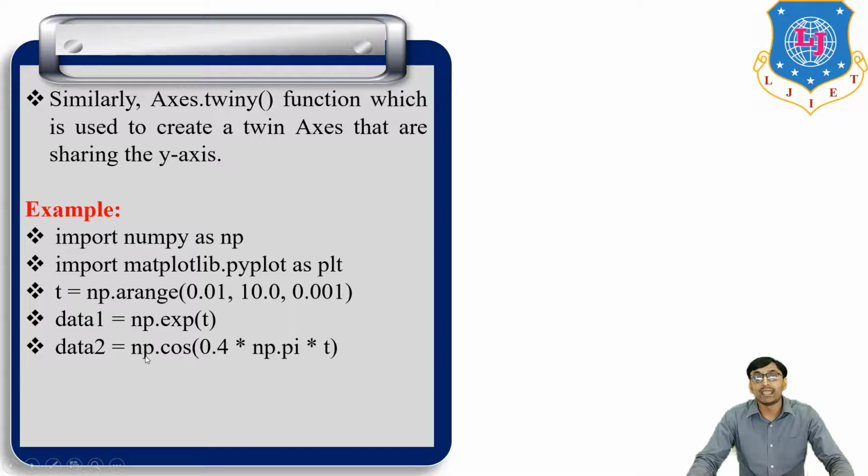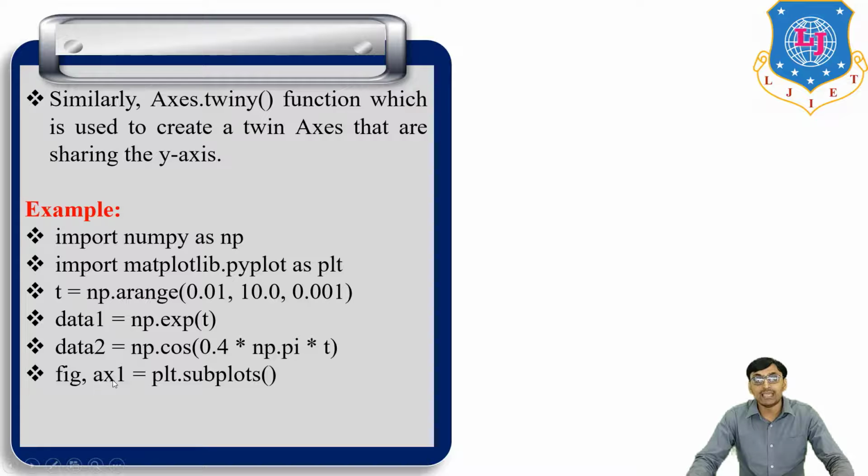Then data2 is np.cos in the bracket 0.4 times np.pi times t. Now this np.pi is pi of the numpy module, so it is 3.14. So 0.4 times pi times t. This t is transferred here, so in data2 we get the cos graph. So in data1 we get the exponential graph, and in data2 we get the cos graph.